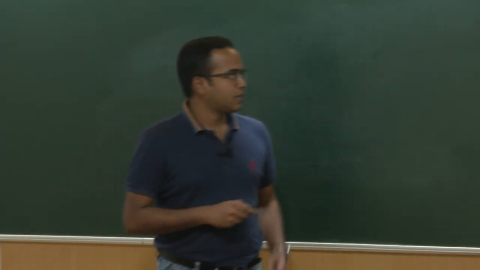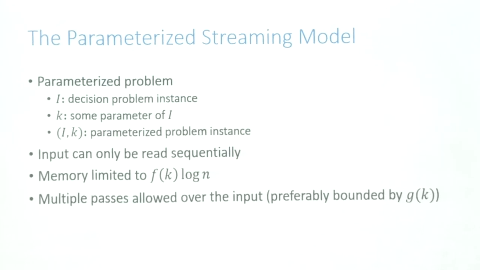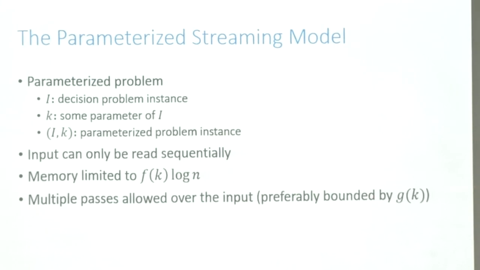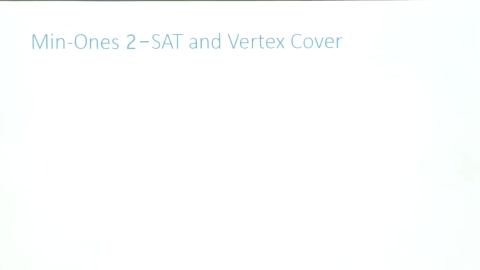So now we look at min-1's 2-SAT as a parameterized problem in the streaming setting. We want to solve the problem not in logarithmic space, but in space f of k times log n. And we want to do this by making as few passes as possible, preferably bounded by some function of the parameter. These two problems are interchangeable if you only care about fixed parameter tractability.